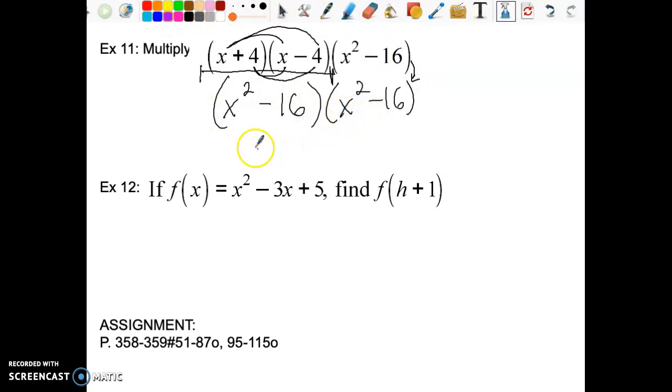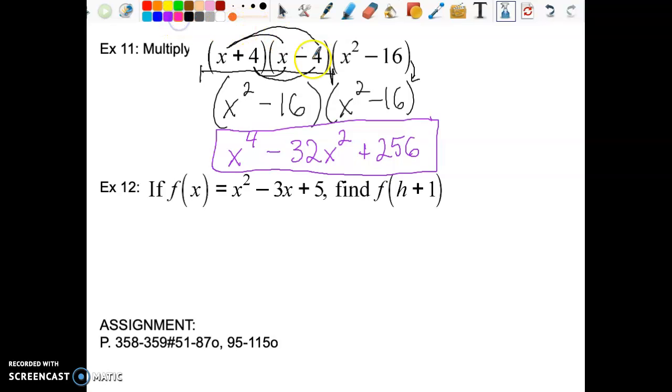Now when I FOIL this, I get x to the fourth. The outside's negative 16x squared. The inside's negative 16x squared. That's a total of negative 32x squared. And then 16 times 16, a negative times a negative, gives me a positive 256. Yes, I used a calculator for that. So that is this answer.